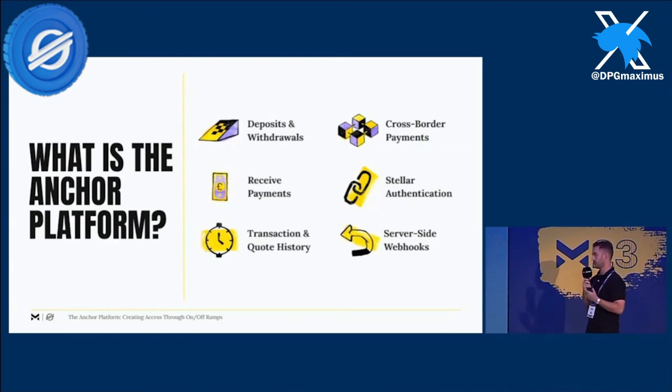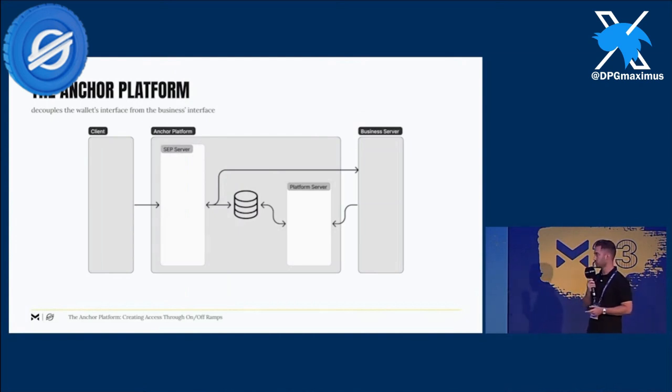Transaction and quote history, if you don't have a backend API and you're just an on and off ramp with a web view, and server-side webhooks. This is all stuff that you have to build if you're building an Anchor service or an on and off ramp service. But the Anchor platform does this for you, right? And so that's the whole idea of the Anchor platform: to do everything it can to make the business's life as easy as possible, reducing the barrier to entry and ultimately simplifying their development process and their speed to market.